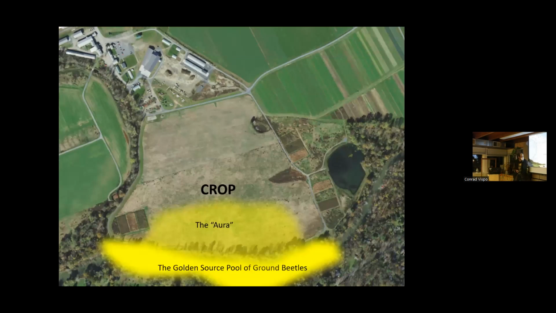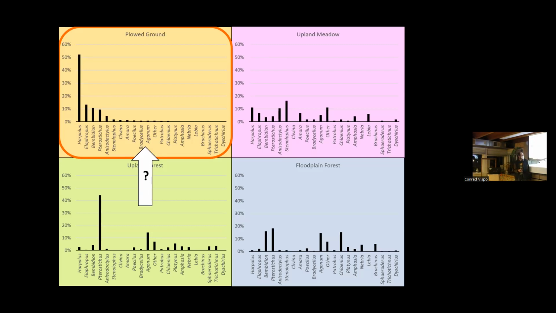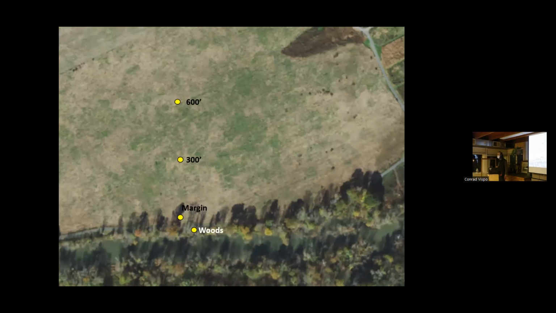In this case, this is forest here. It's actually a mix between upland and floodplain forest, but basically we're looking at this interaction between forest and plowed ground or crop field. And the way we study that is that we do trapping. We take our yogurt containers and dig our holes and stick them in the ground. And we've done that now for, what is this, 7 years, along these transects where we'll have a point in the woods itself, on the margin of the field, 300 feet in and 600 feet in.